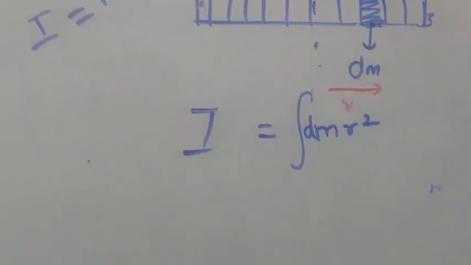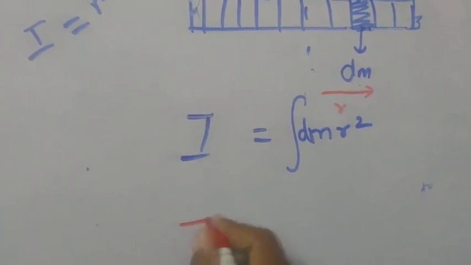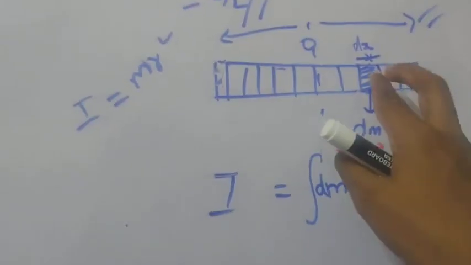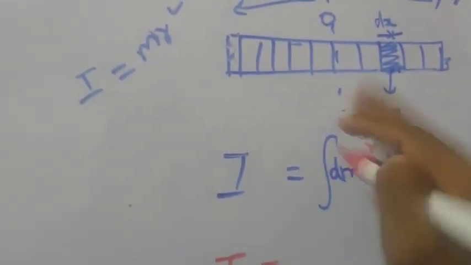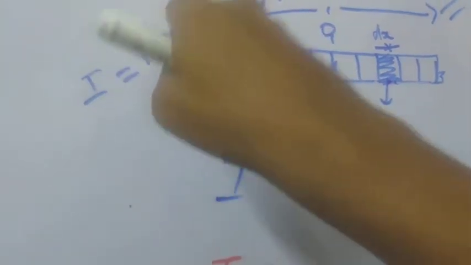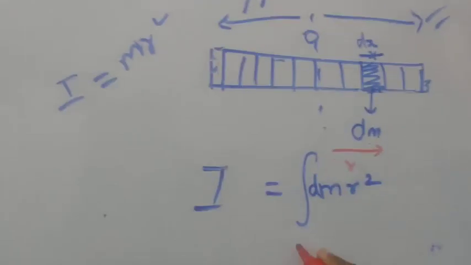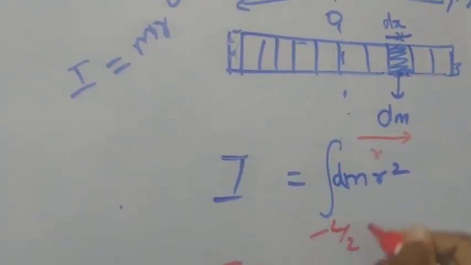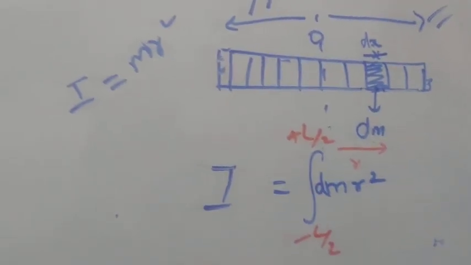Here we have to integrate it, so let's put in the values. We take only this small mass and then integrate everything by putting in the limits. What will be the limits? The limits will be minus L by 2 as the lower limit to L by 2 as the upper limit. So minus L by 2 to plus L by 2 will be our limits. Let's integrate it.